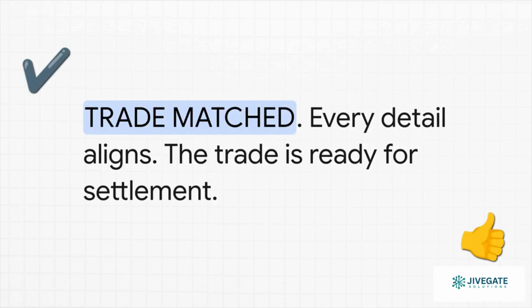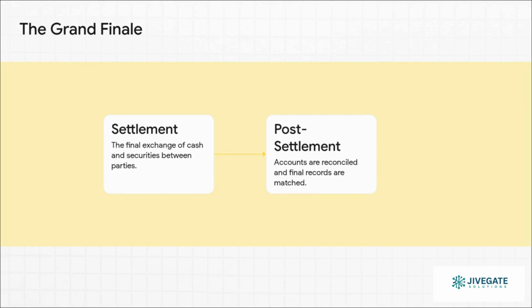And the result? A perfect match. Every single detail is aligned. The system is now locked and loaded for the final exchange of assets. So this is it, the climax, settlement. Now to manage all the risk, this doesn't happen directly between the two parties. Instead, a central clearinghouse acts as this trusted middleman. It simultaneously takes the cash from Investor A and the shares from Investor B, and then it swaps them. This makes sure nobody is left empty-handed. Immediately after that, in post-settlement, the final records are updated. Investor A's account shows the new shares, Investor B's account shows the cash. The trade is officially complete.